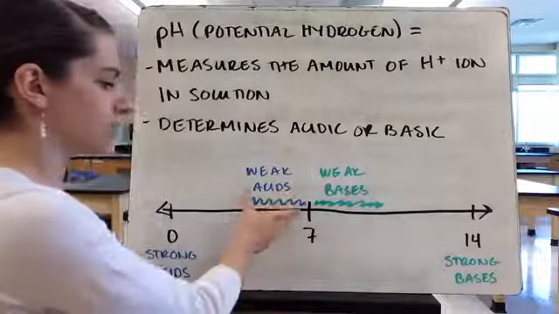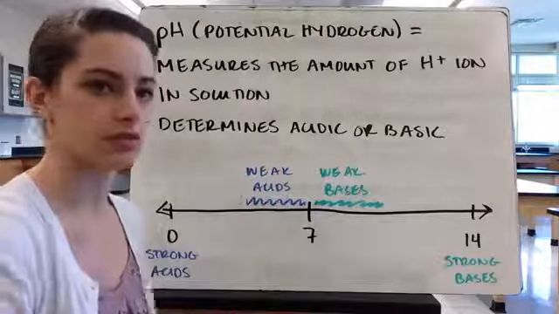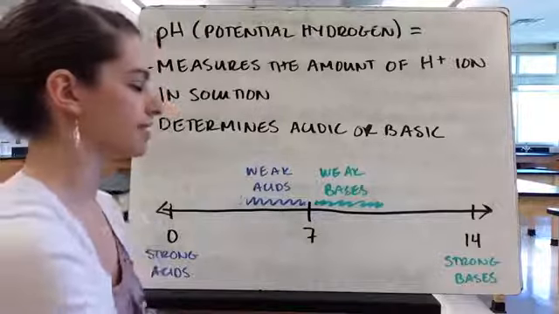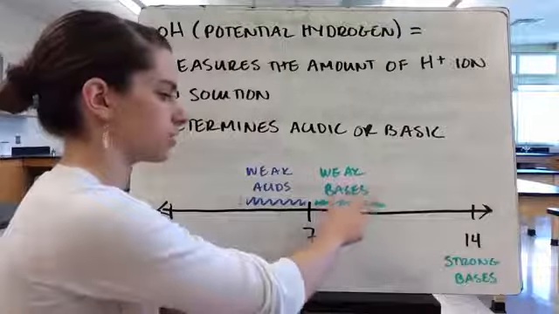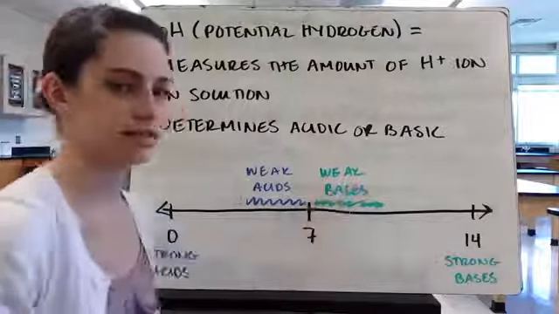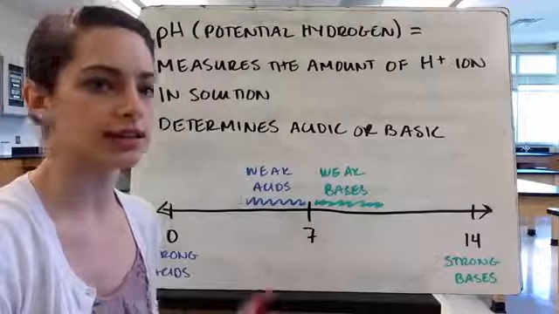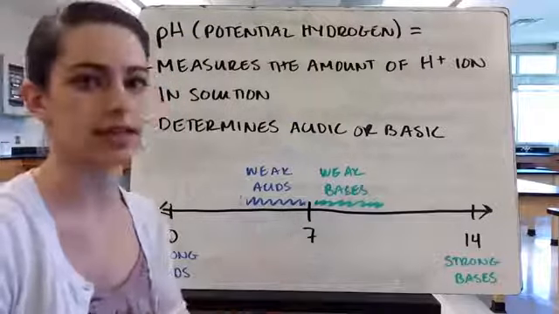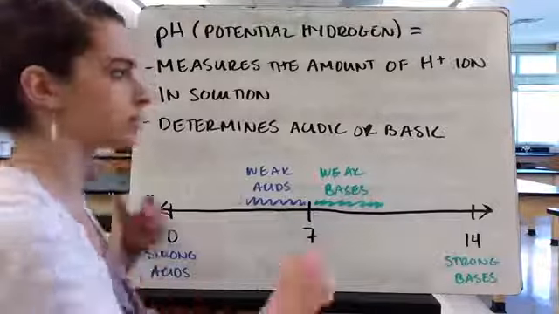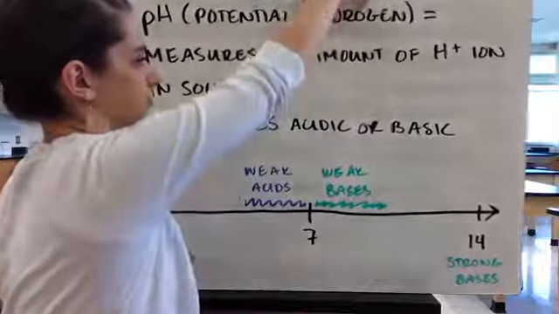Weak acids tend to have a pH closer towards 7, closer towards neutral. And weak bases also have a pH closer towards neutral, but on the basic side. So that's what our pH scale tells us, how acidic or basic is our solution. So now let's look at how we calculate this.